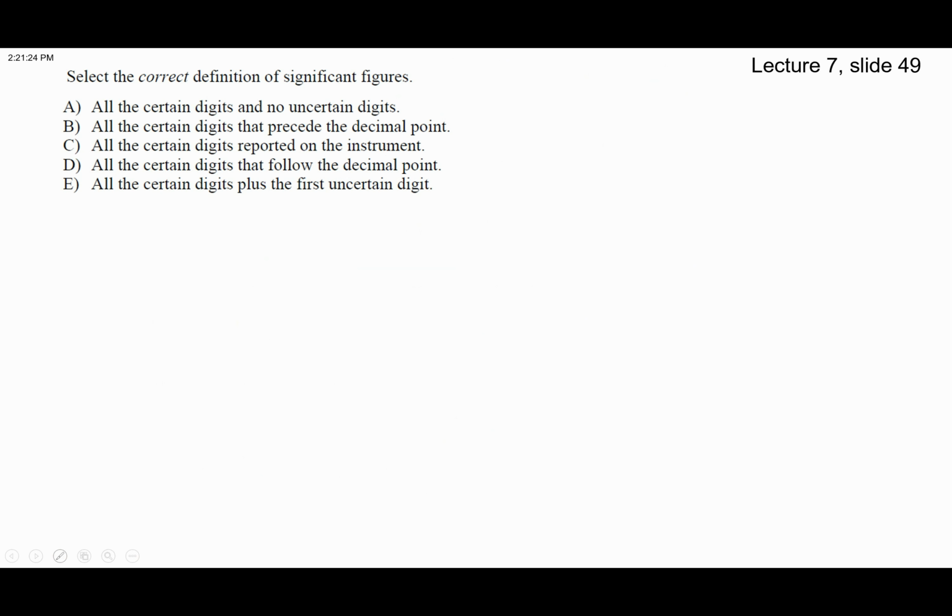Select the correct definition of significant figures. All certain digits and no uncertain digits. No, that is not correct. We have to have an uncertain digit there. All certain digits that precede the decimal point. Why would the decimal point have anything to do with it? All certain digits reported on the instrument. Well, by definition, the last number on the instrument is uncertain. All certain digits that follow the decimal point. Once again, the location of the decimal point shouldn't matter. All certain digits plus the first uncertain digit. There's the money.